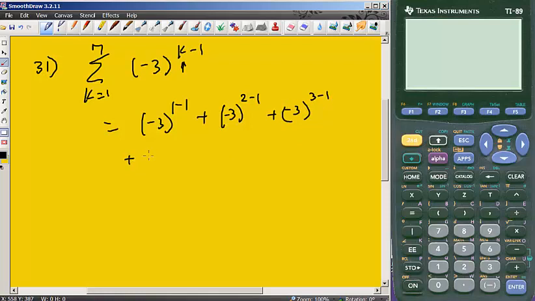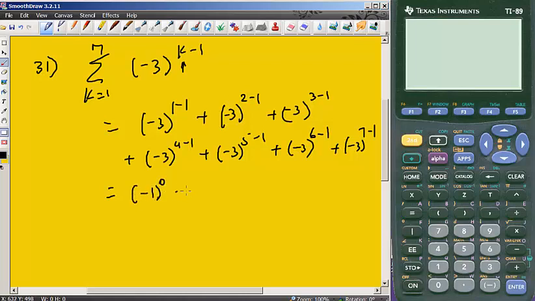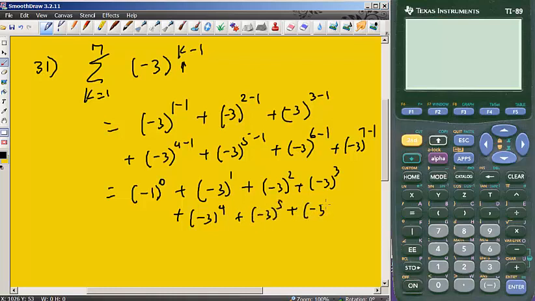And plus negative 3 to the 4 minus 1. Plus negative 3 to the 5 minus 1. Plus negative 3 to the 6 minus 1. And then plus negative 3 to the 7 minus 1. But that would be doing it the long way. So this first one is negative 3 to the 0 power plus negative 3 to the first plus negative 3 to the second plus negative 3 to the third plus negative 3 to the fourth plus negative 3 to the fifth, and the last one is going to be negative 3 to the sixth.